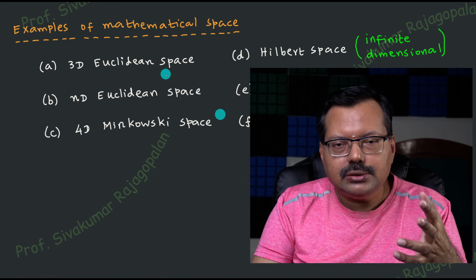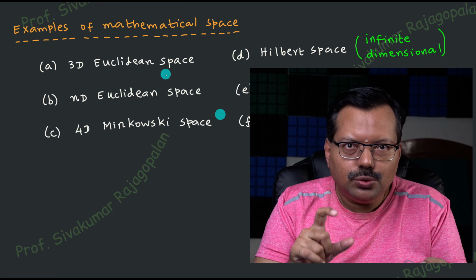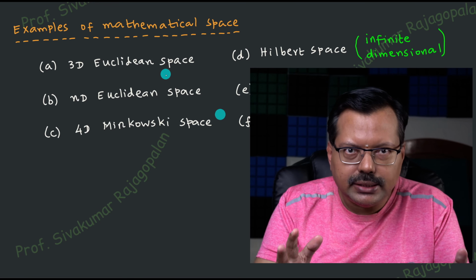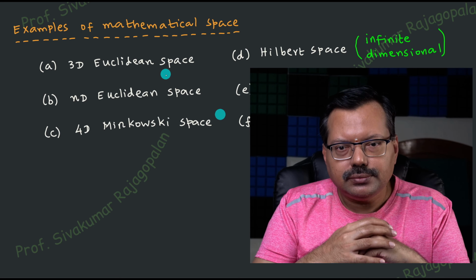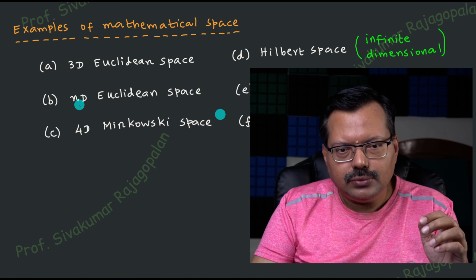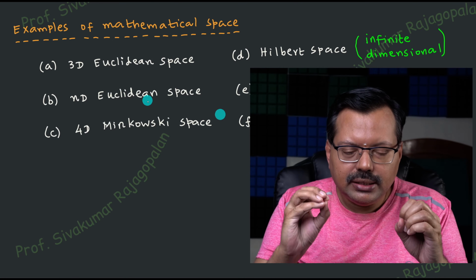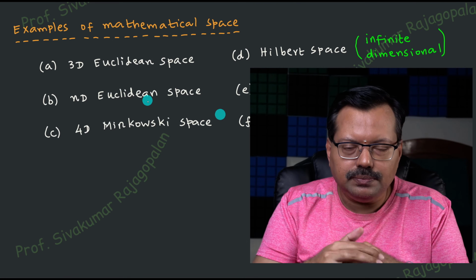Remember one thing: in the case of the Euclidean space, when you write numbers like 2, 3, 4, that is x, y, z. These numbers are real numbers. So the 3D Euclidean space is the set of all real numbers. In N-dimensional Euclidean space, each element is a real number. Complex numbers will not come.